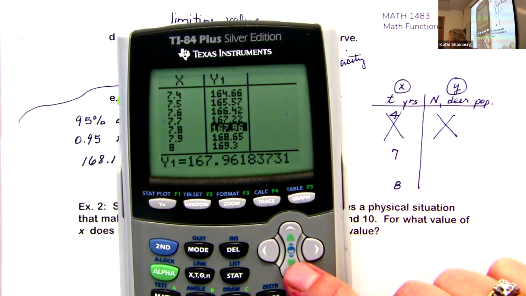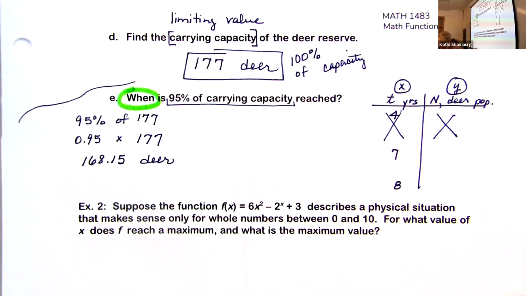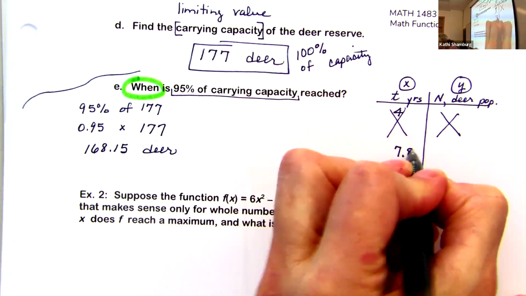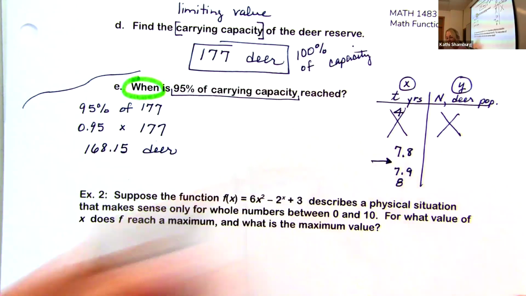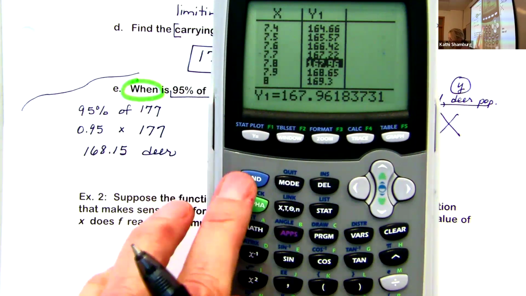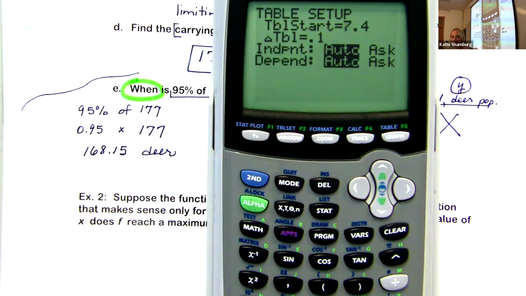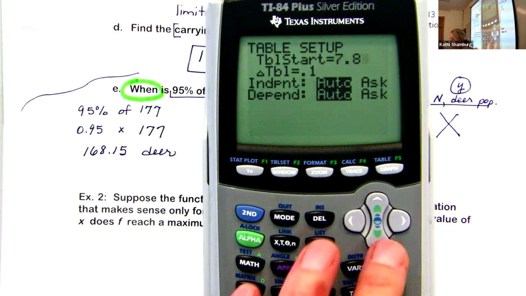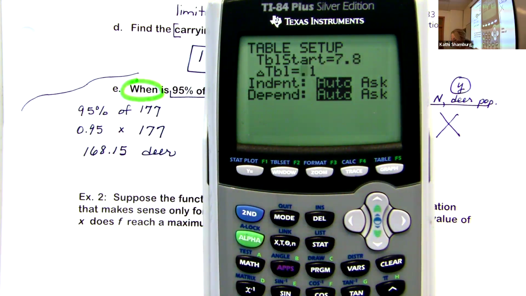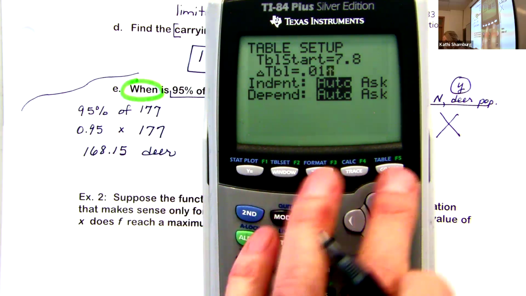Would you agree with me on that? All right, so now we know it's between 7.8 and 7.9. Let's go just a little bit smaller. So I'm going to go second table set. Now I'm going to start at 7.8 and I'm going to go every 0.01. So that would be like 7.81, 7.82, and so forth.